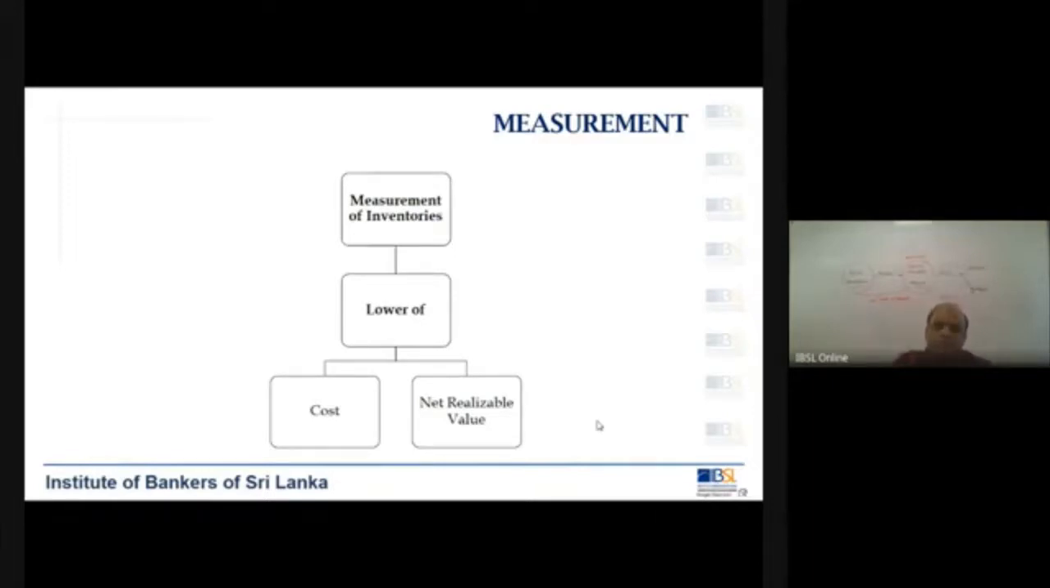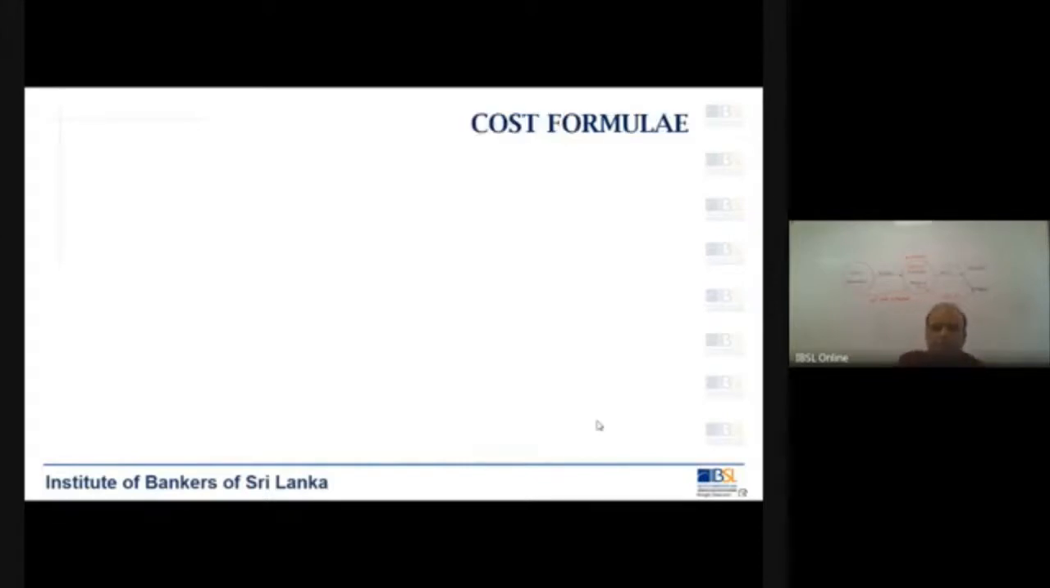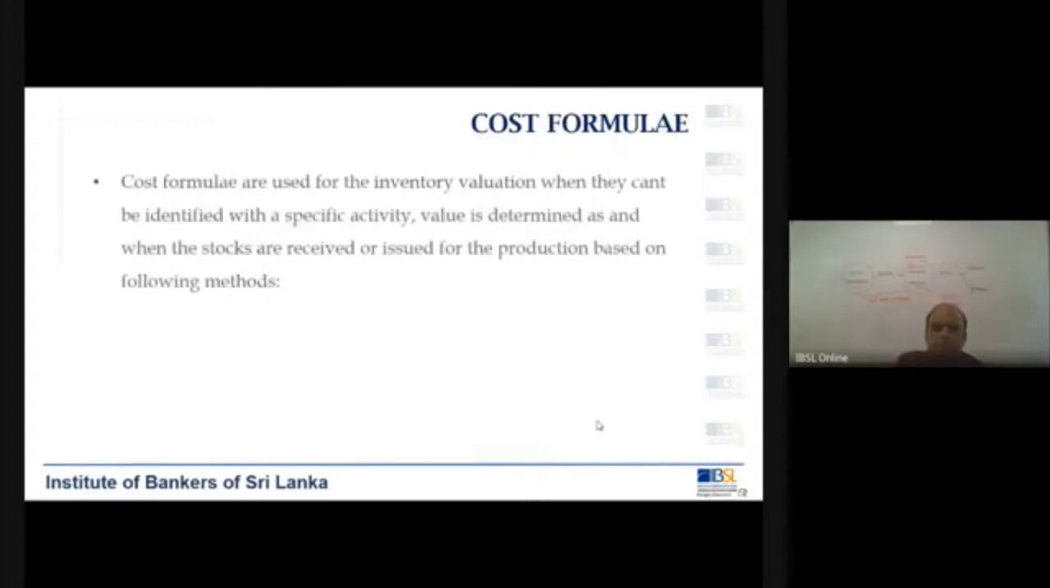Okay. So you can have the cost or you can have the net realizable value. Now I told you, when you have these stocks and if you have sold the product, then you have to recognize an expense. Now what we are going to look at is actually, how do I recognize this expense? What are the ways and means available to me under LKS 2? Here come those.